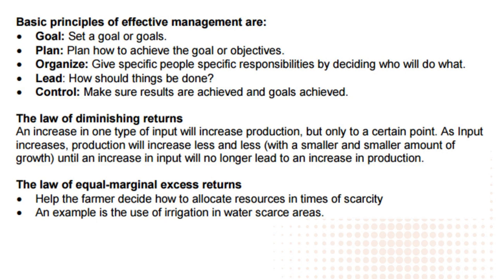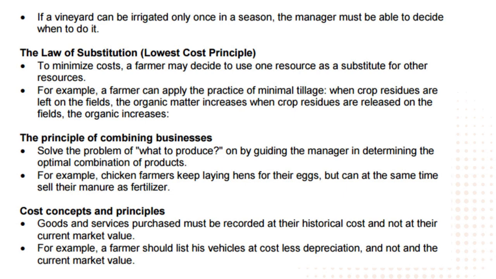The law of equal marginal returns. It helps the farmer decide how to allocate resources in times of scarcity. An example is the use of irrigation in water-scarce areas. If a vineyard can be irrigated only once in a season, the manager must be able to decide when to do it.